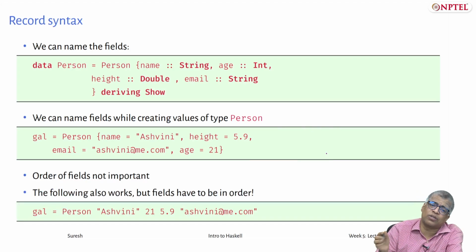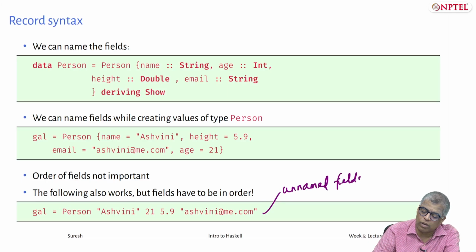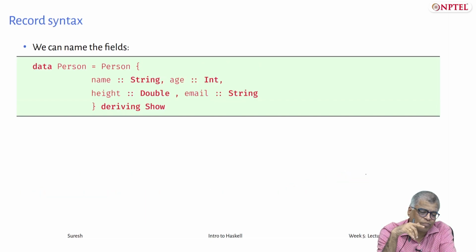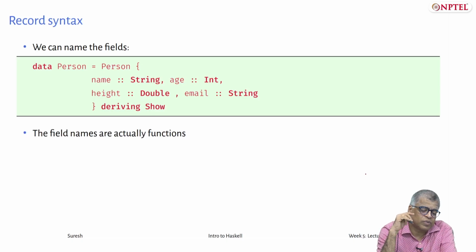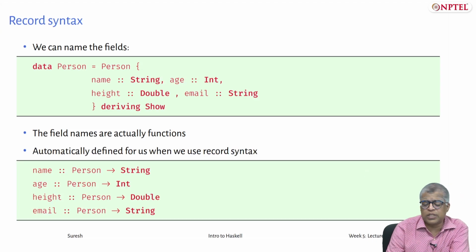You can also do it in the original way, with unnamed fields. But if you follow this practice, then you will have to maintain the order. If you use named fields, you can switch the order around, but if you use unnamed fields, then you have to maintain the order. Okay, fine. The field names are actually functions. So name is of type person arrow string, age is of type person arrow int, height is of type person arrow double, and email is of type person arrow string. So these are actually destructors.